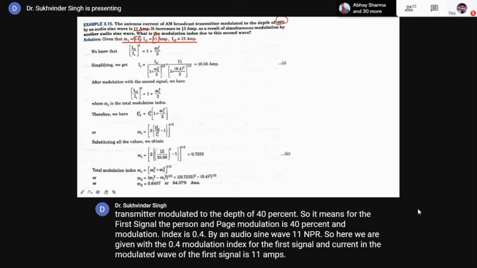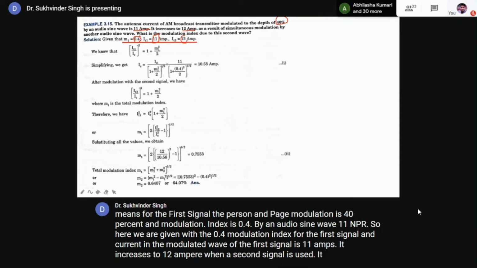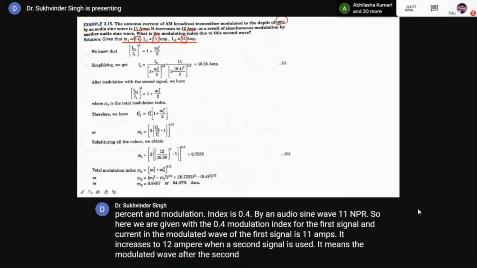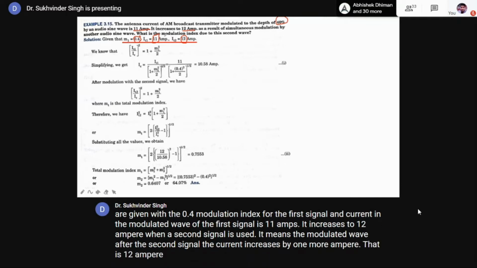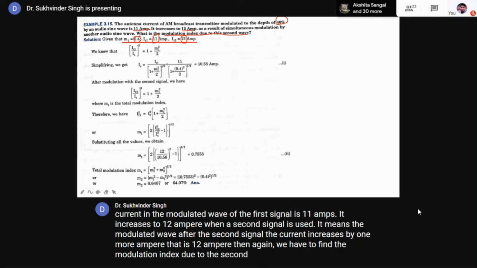It increases to 12 ampere when a second signal is used. It means in the modulated wave after the second signal, the current increases by 1 more ampere, that is 12 ampere. Then again we have to find the modulation index due to the second wave. So it is on the same process.